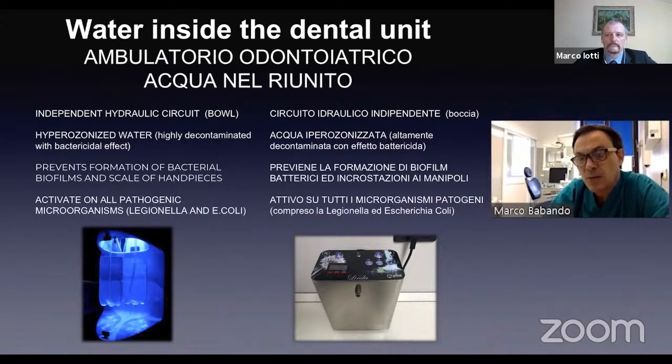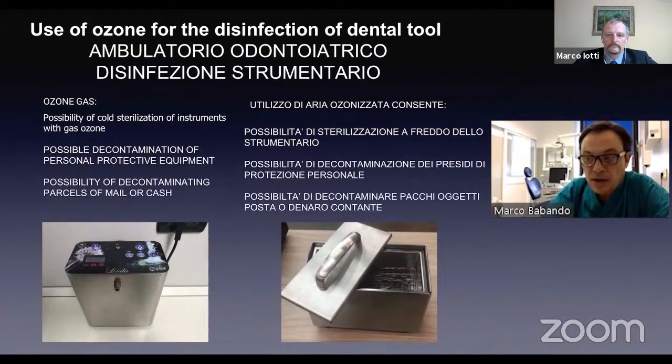The spray that is used with the ablation can create cross-contamination, but if we use ozonated water, we can decrease the risk of it, and we can decrease incrustation of bacteria. Ozone is active against all the pathogens, including Escherichia coli. We can prevent all the bacteria like E. coli and Salmonella from remaining in our circuit. So we can also disinfect by using ozonized air, and we can go through the cold sterilization of tools, therefore preserving our cutting tools, and we can decontaminate our personal protective equipment. But also by using big containers, we can decontaminate mailboxes and also money, the cash money that we earn.